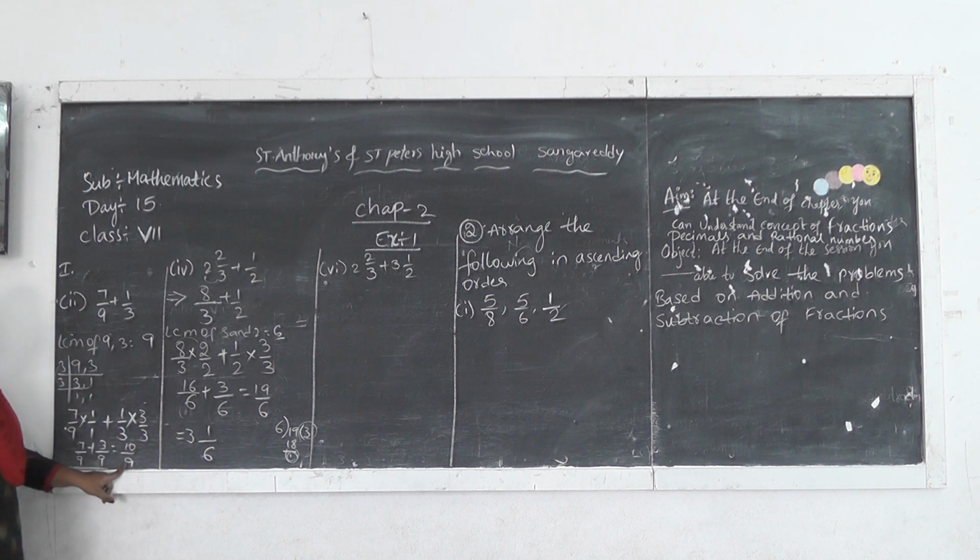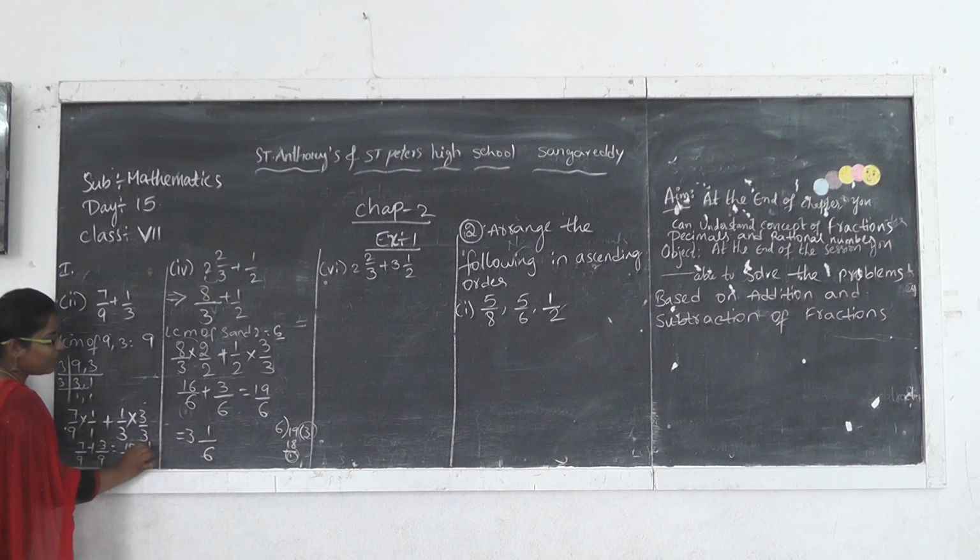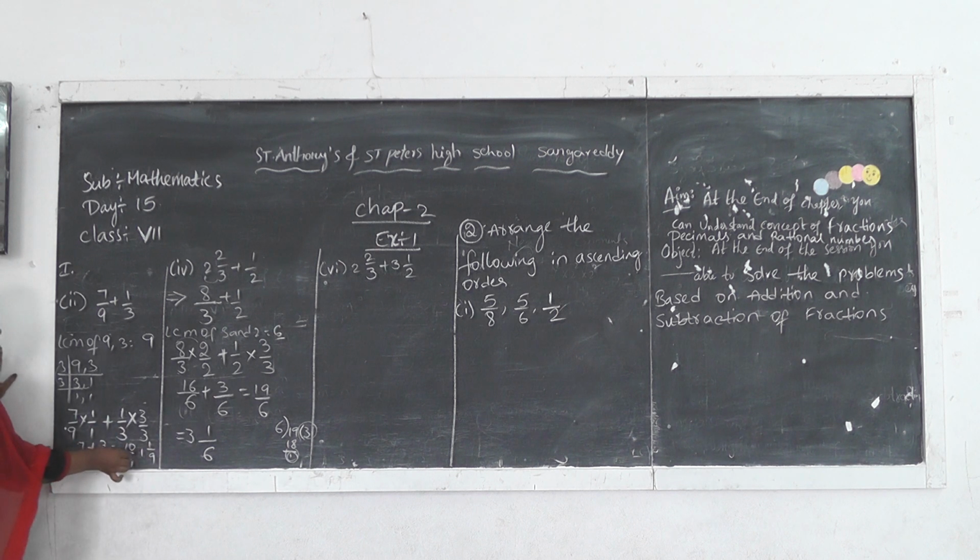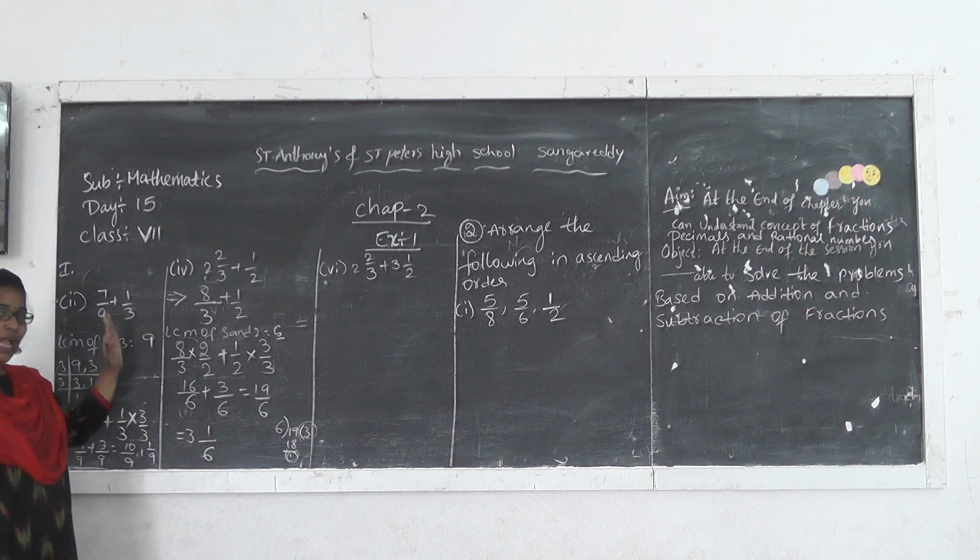Here also 10 by 9. It is also an improper fraction. How will we convert it to a mixed fraction? 9 1s are 9, 9 plus 1, 10 by 9. Anyway, I was explaining both these additions.